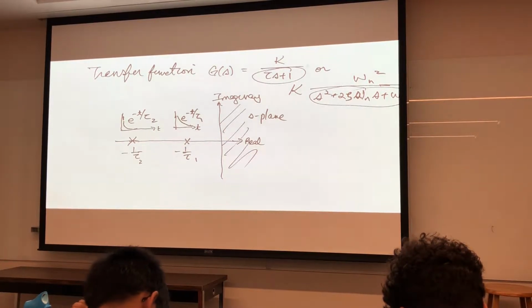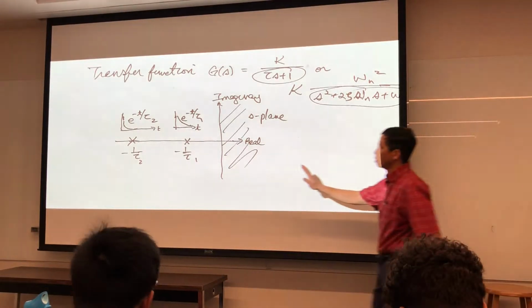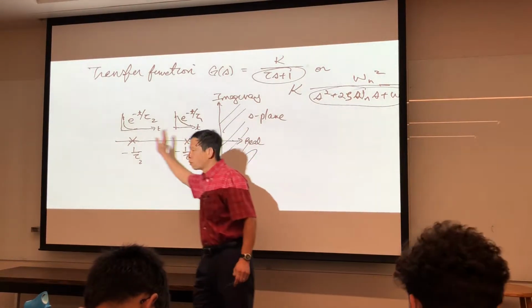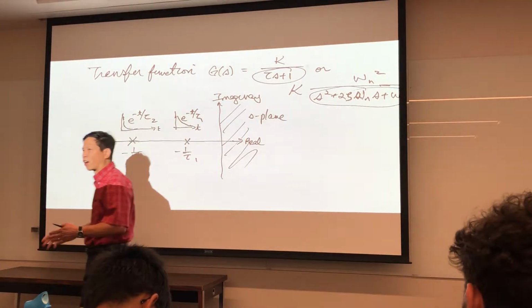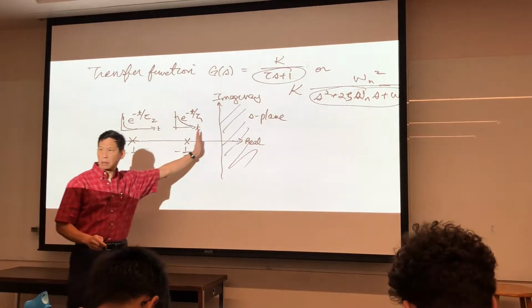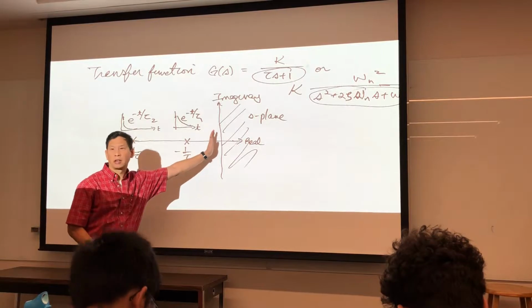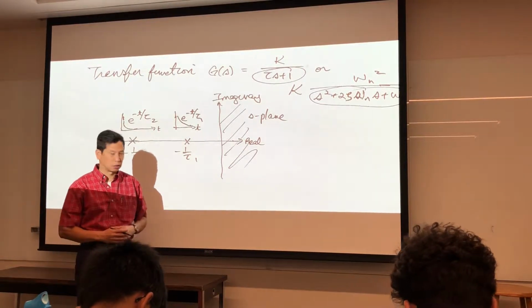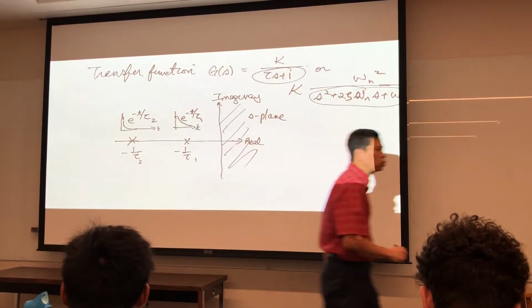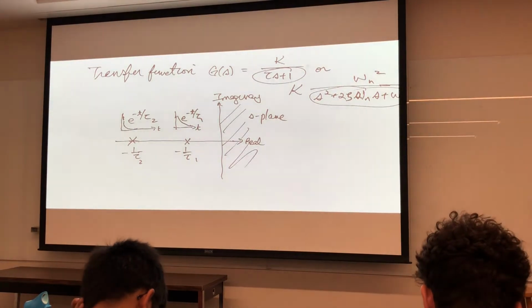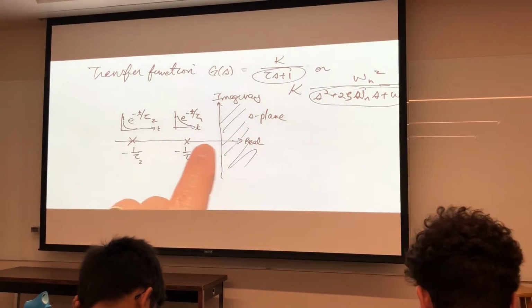Okay. So the idea is that the further over the poles are in the left half plane, the faster the response. The closer the poles are to the imaginary axis, the slower the response. So that's the first order case.